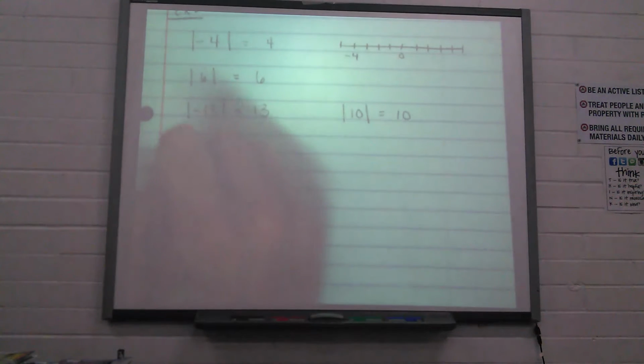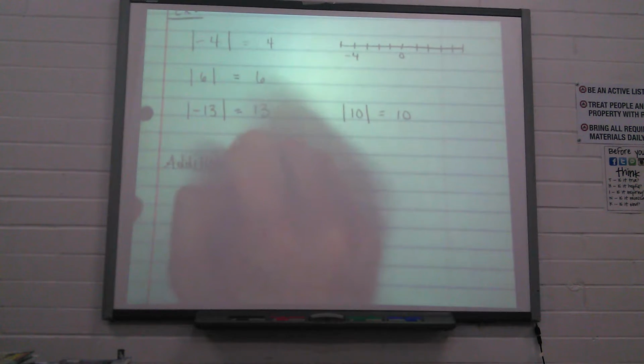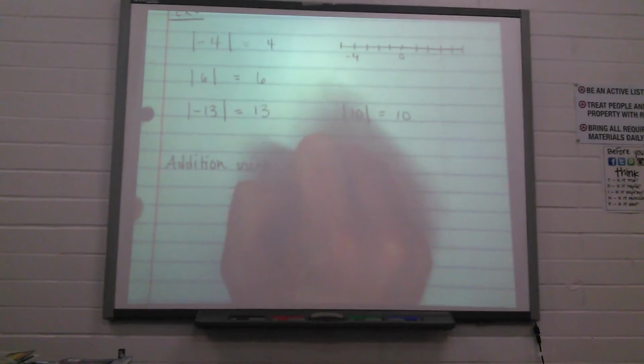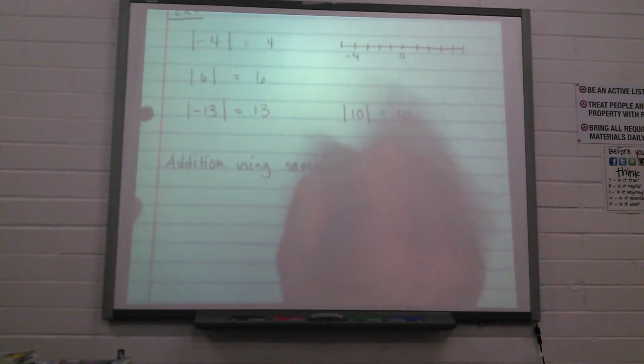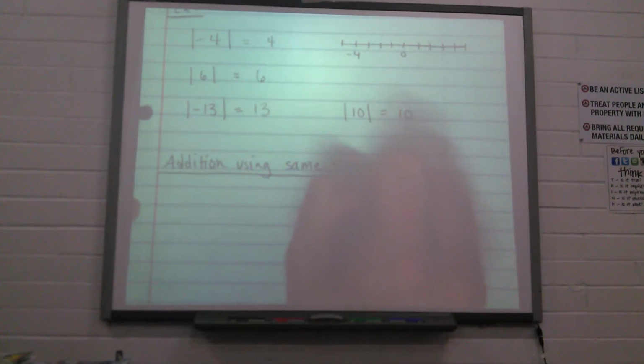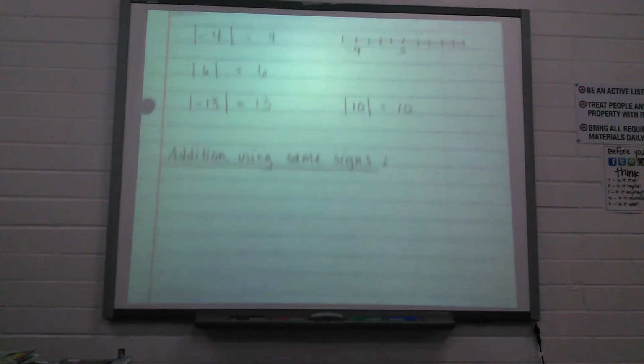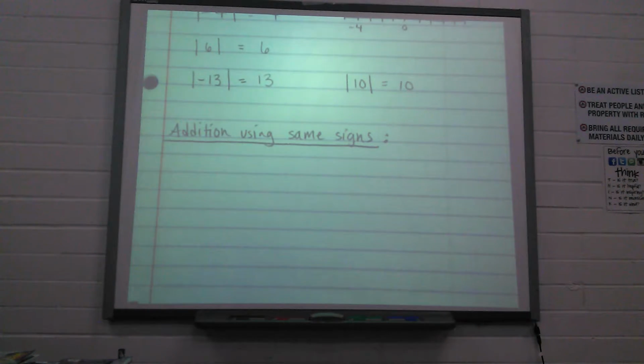So we're going to just put a little mini heading here. Addition using same signs. Okay, and there's really a very simple rule for adding integers with the same sign. You add the absolute values and put the same sign that's already there.